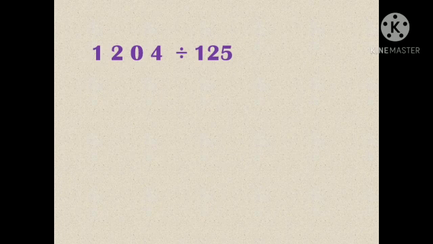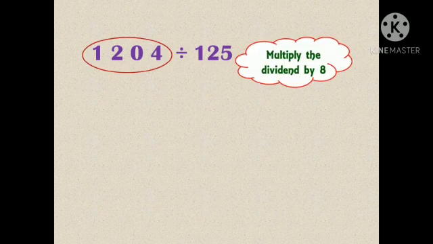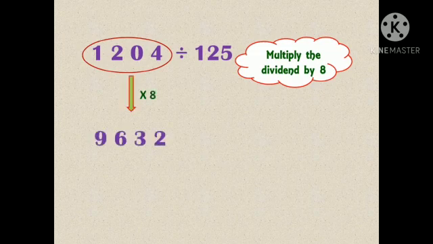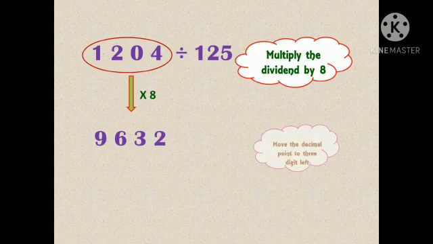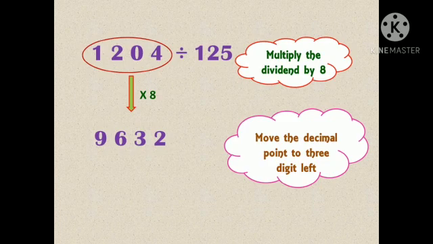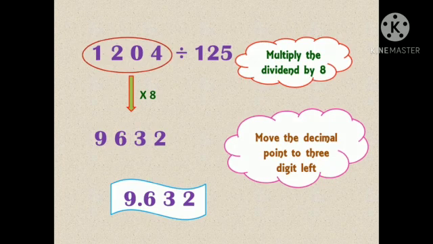If you want to use this shortcut trick, first we take the dividend and multiply it by 8. If we multiply 1204 by 8, we will get 9632. Next, we move the decimal point 3 digits left. So we will get 9.632, since the decimal point is at the end of the number.